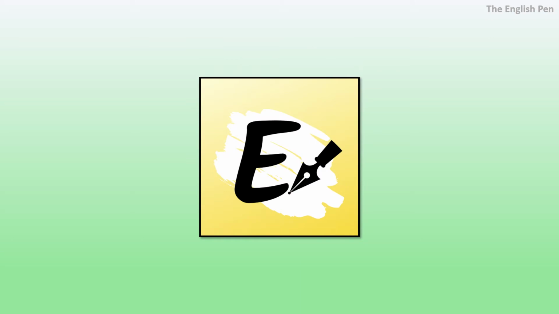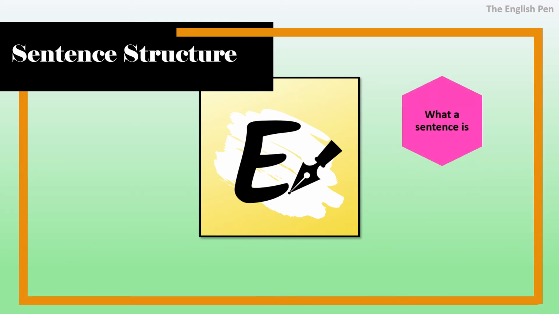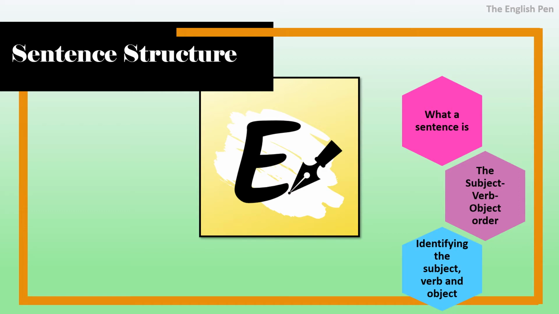In our second video, we will learn what a sentence is. We will also cover the general format that English sentences take, which comes in this subject, verb, object order. Finally, we'll learn how to identify the subject, verb, and object in a sentence.